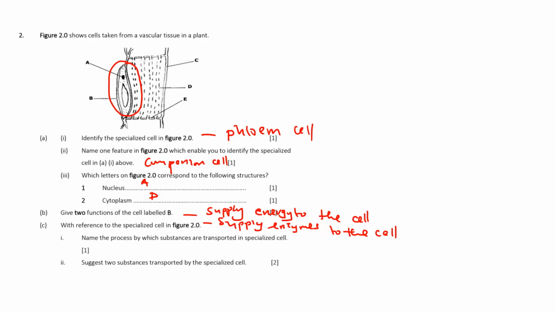With reference to the specialized cell in figure 2.0, name the process by which substances are transported in specialized cells. So the process by which the substances are transported is called translocation. Okay? Suggest two substances transported by the specialized cells. So these transport organic materials. One of them is glucose. Then the other one, we can put amino acids. So that is what it transports.